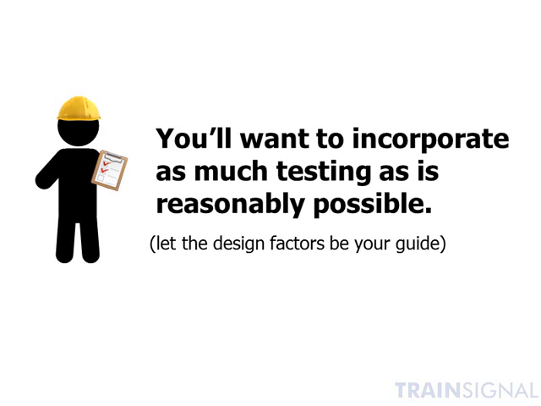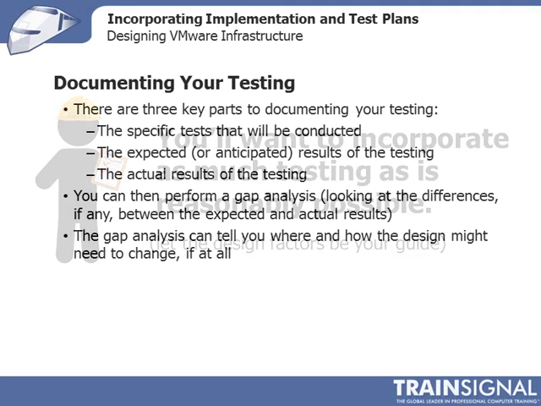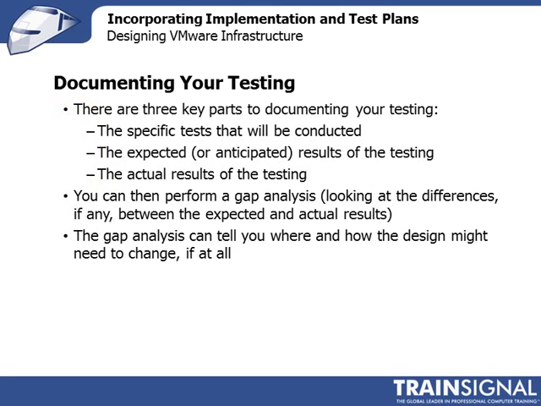Another part of this testing is not only understanding the types of testing that we can perform, but how we go about documenting the testing. Let's look at that. There are really three key parts to documenting your testing. First, you're going to document the specific tests that will be conducted. This could be things like, I'm going to fail a server and make sure that vSphere HA or vSphere FT operates as anticipated. These could be tests like, I'm going to shut down part of the storage area network and ensure that storage connectivity is not negatively impacted.